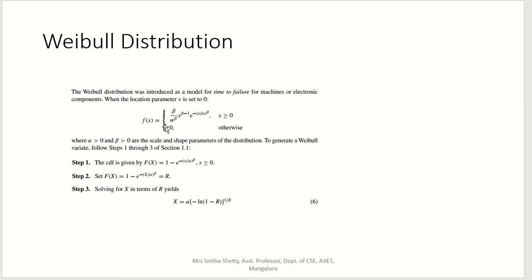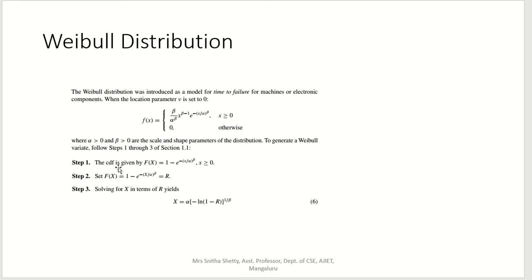So f of x is equal to beta divided by alpha to the power beta into x to the power beta minus 1, e to the power minus (x by alpha) to the power beta, when x is greater than or equal to 0. Otherwise it is 0. This is a PDF, probability distribution function. But in order to generate the random variate, we need the cumulative distribution function. So now let's look at the cumulative distribution function.